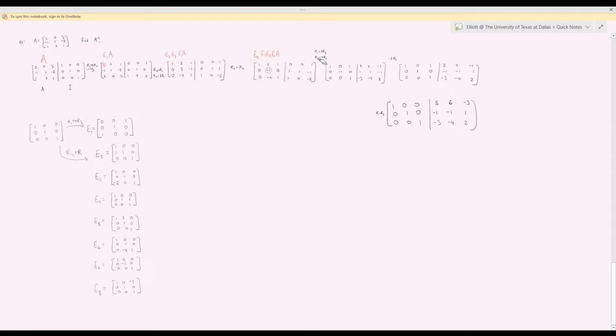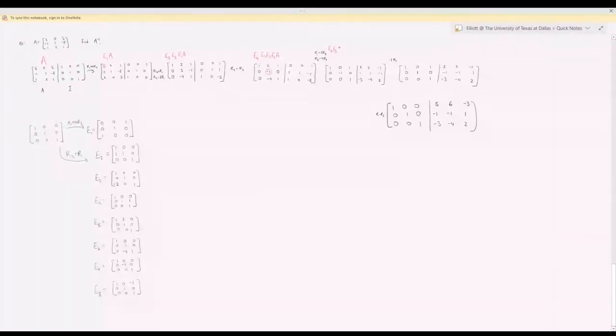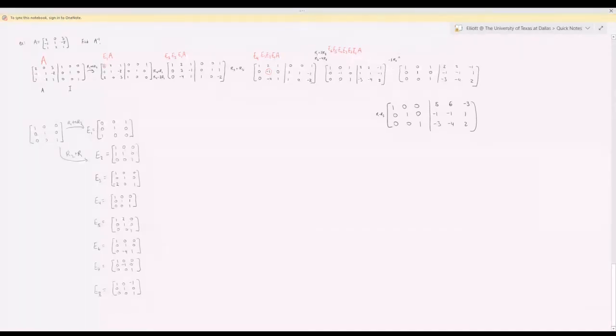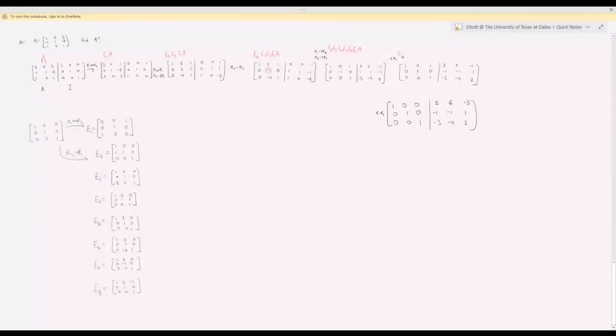Next, performing these two row operations will be equivalent to multiplying by E6 and E5 on the left of what we had before. And I'm almost at the end. So when we multiply row 2 by -1, that's equivalent to multiplying on the left by the corresponding elementary matrix, which we called E7.